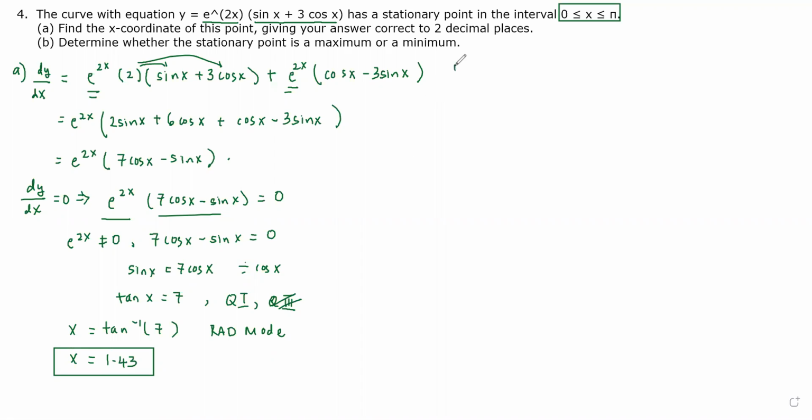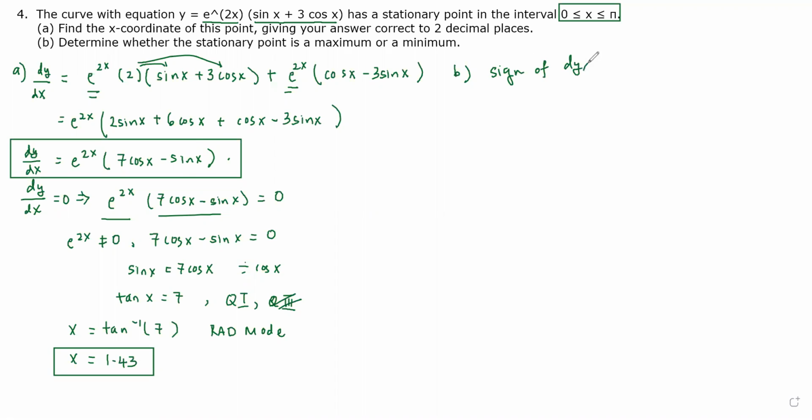Part B, we need to determine whether this stationary point is a maximum or a minimum. There are two ways to do that. Either we use the second derivative test, or we use the first derivative test. To apply the second derivative test, you need to differentiate dy/dx with respect to x again and apply the product rule a second time. Let's not do that. We just use the first derivative test. We look at the sign of dy/dx.